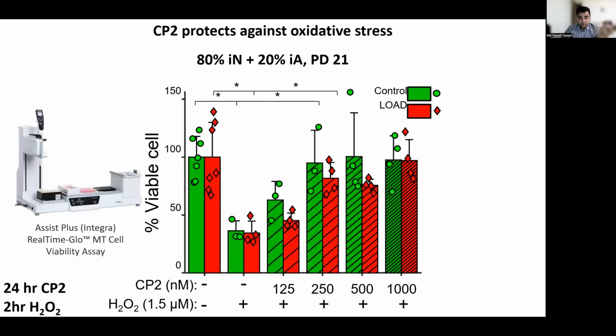So we found that CP2 also protects against oxidative stress in our neuron-astrocyte co-cultures. The green one is the healthy control, and the red one is the Alzheimer's disease patient cultures. So at an initial level, this shows that CP2 is not toxic. It actually protects these neurons and astrocytes from oxidative stress-related injury.